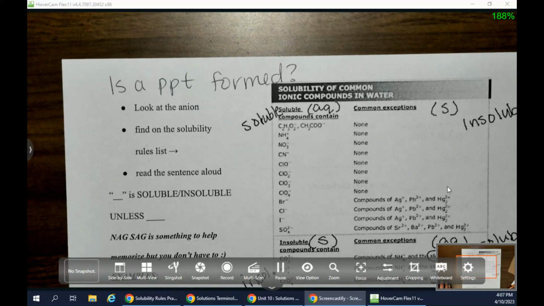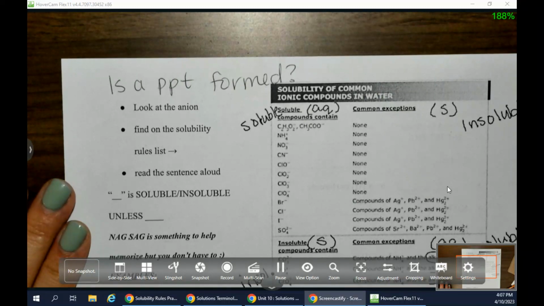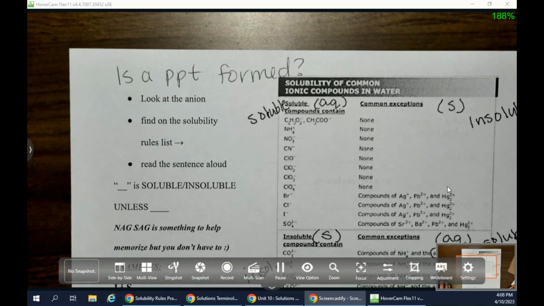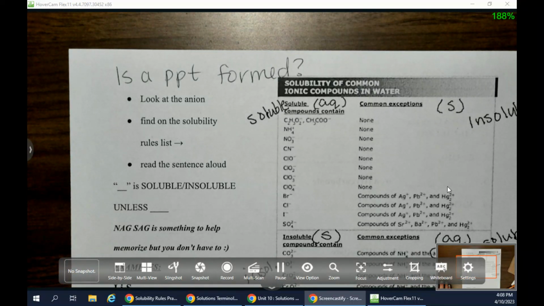So what is a precipitate? It's a solid formed by a solution, right? Yeah, so it's a solid that forms when I have two solutions that I mix together. It's one of the signs of a chemical change. All right, so a precipitate is just a solid that is forming when I mix two solutions together.